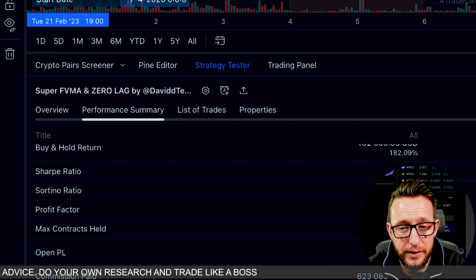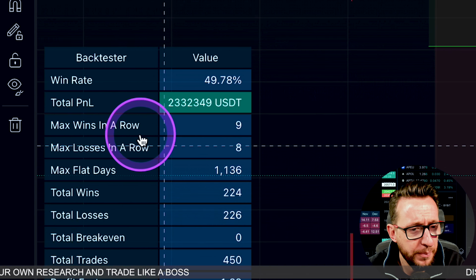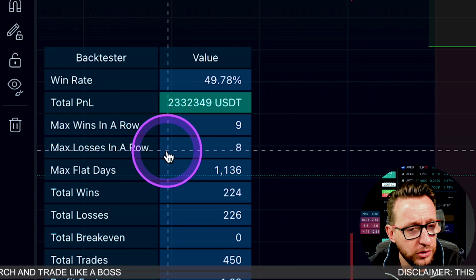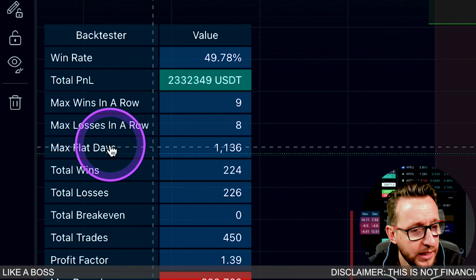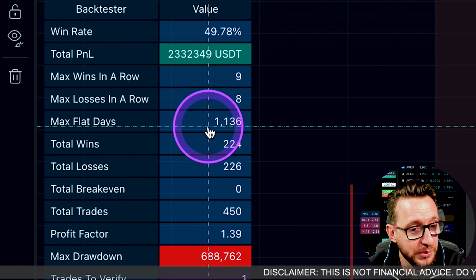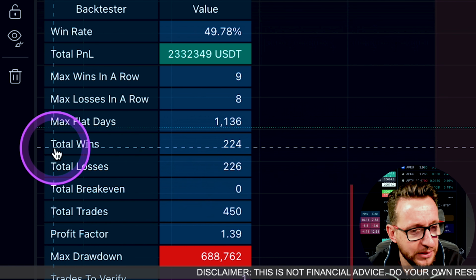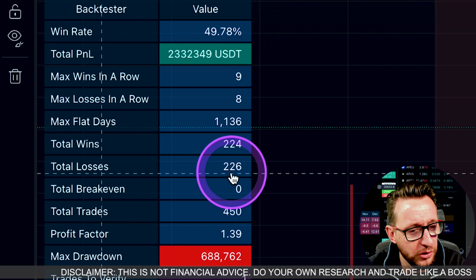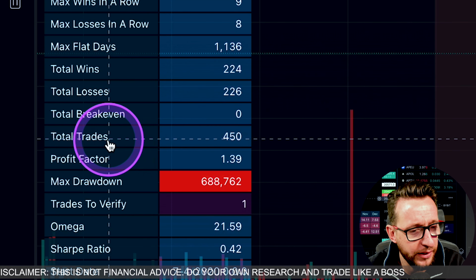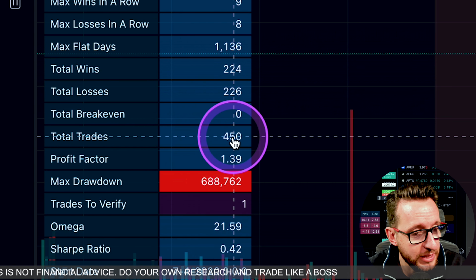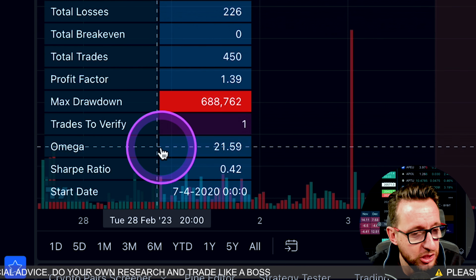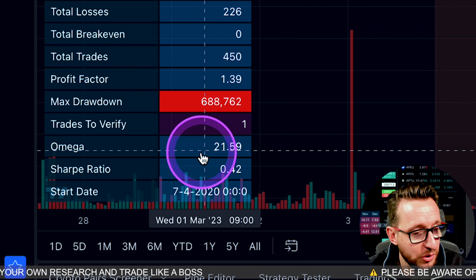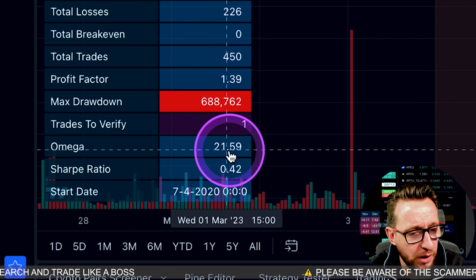Let's go over to the other stats that we have here. We have max wins in a row were 9, max losses in a row were 8. Max flat days was 1,000 days, so that's a huge amount of days without any trades. Total wins was 224, total losses was 226. We had 450 trades, obviously. The Omega, which I need to research a little bit more before I actually talk too much about this calculation, is 21.59. So for me, we have another trading strategy that has quite a lot of potential for us to trade with bots.